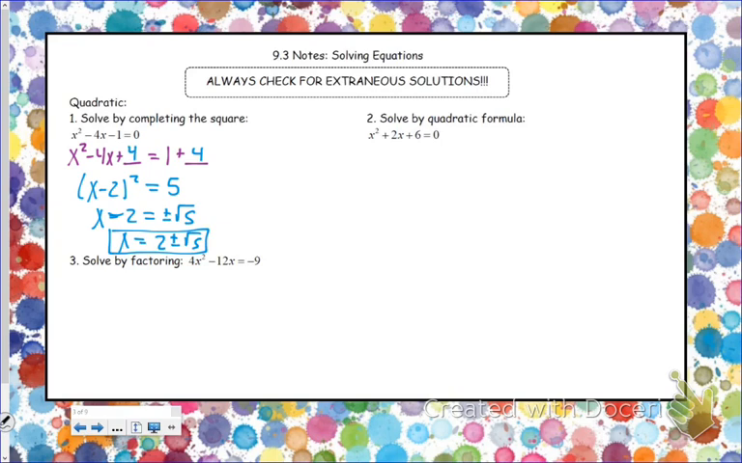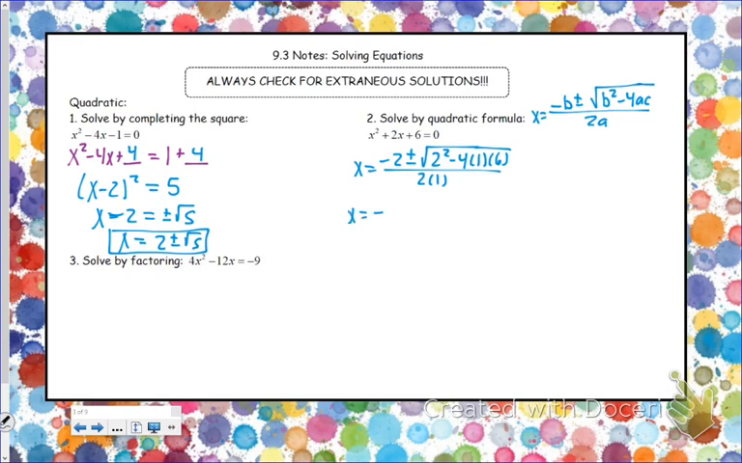Quadratic formula usually is not difficult to do. Typically I see the problems when it comes to simplifying, we tend to make mistakes. So it's negative b plus or minus the square root of b squared minus 4ac all over 2a. So this one would be negative 2 plus or minus the square root of 2 squared minus 4 times 1 times 6 all over 2 times 1. So this would be negative 20.